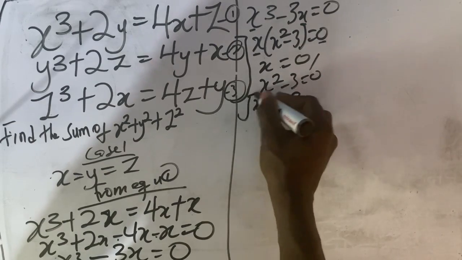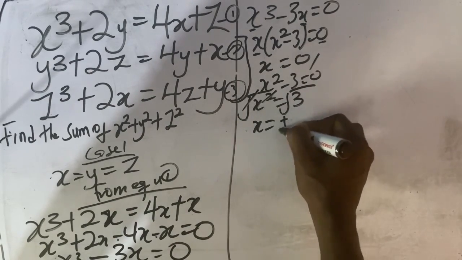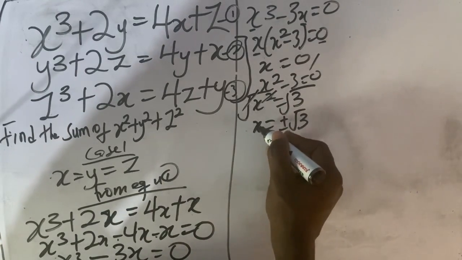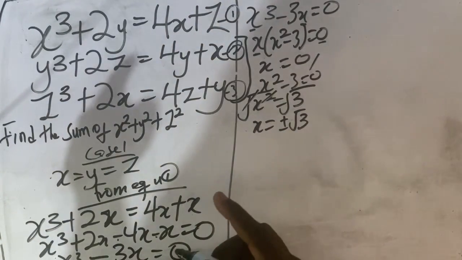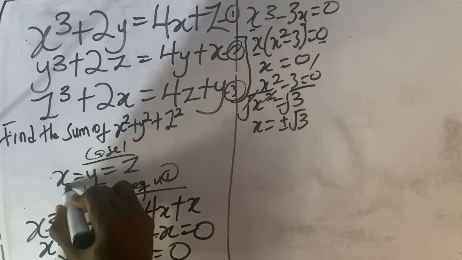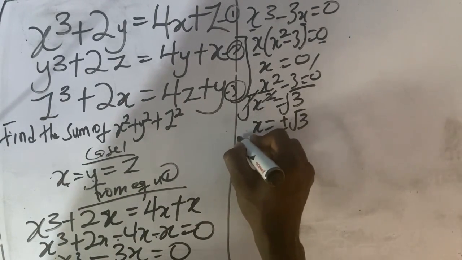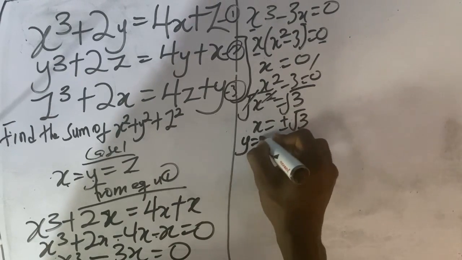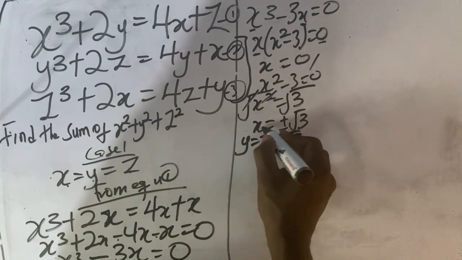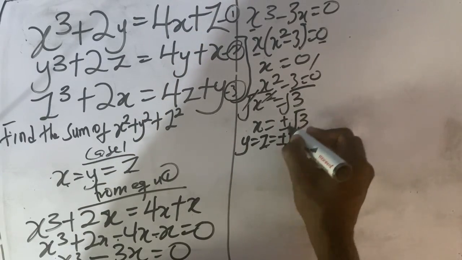How do we find x? By putting square root on both sides. The square will get rid of the square root, and I have x is equal to plus or minus the square root of 3 in this case. So now it means that x will take the values plus or minus square root of 3. Now remember that we said in the first case x is equal to y, y equal to z. So if x is the square root of 3, y is the square root of 3, z is the square root of 3. If x is negative square root of 3, y is negative square root of 3, z is also negative square root of 3.